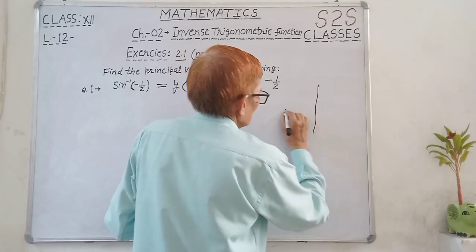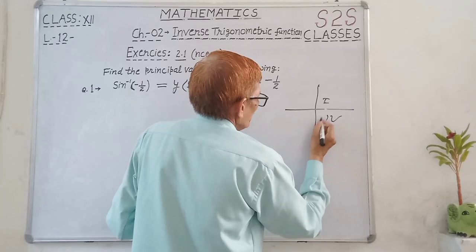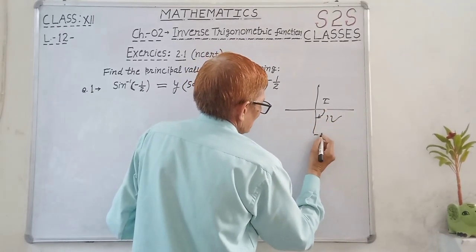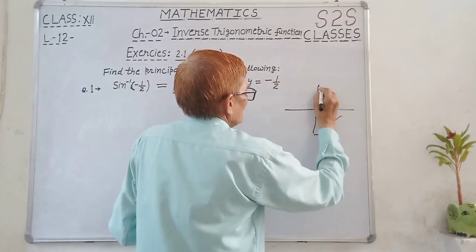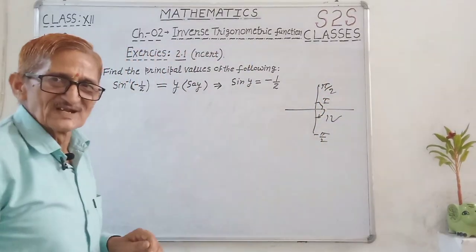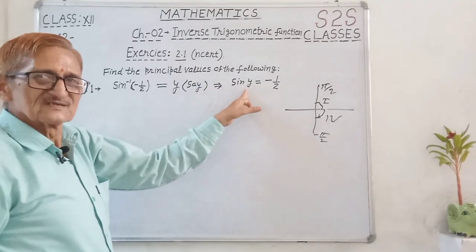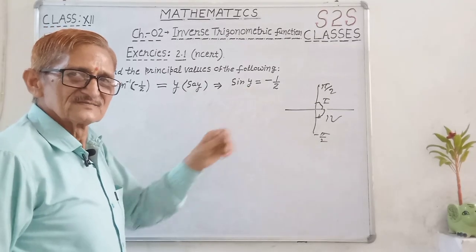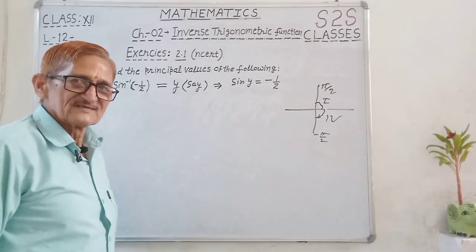Okay, according to this, this is first, this is fourth. So this is minus pi by 2, and this side is pi by 2. So sine inverse is in first and fourth. So y is in first and fourth. So y is in fourth. What will be in fourth?